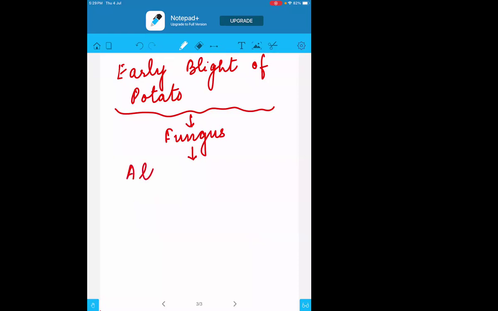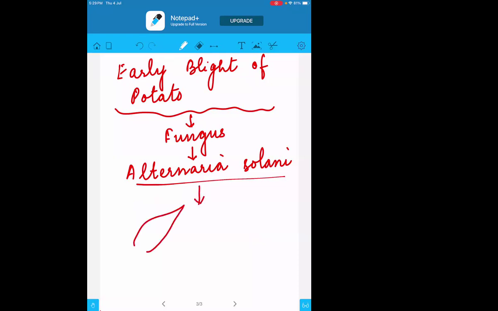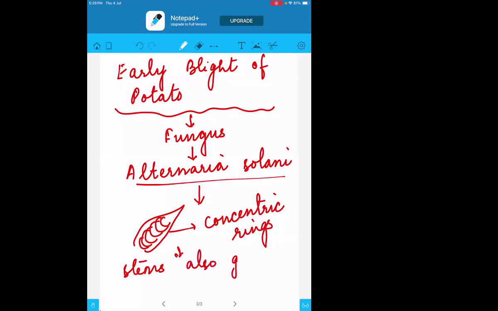It is also caused due to the fungus called Alternaria solani. Now, in this, what happens? On the leaves, there will be ring-like structures; these rings are called concentric rings. So on the leaf of early blight of potato, the concentric rings continuously come, and because of this the stem and the tuber also get affected.